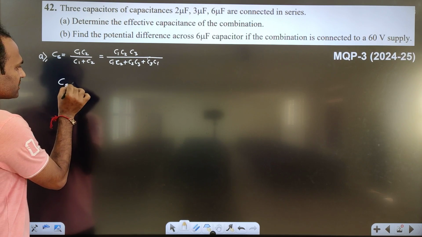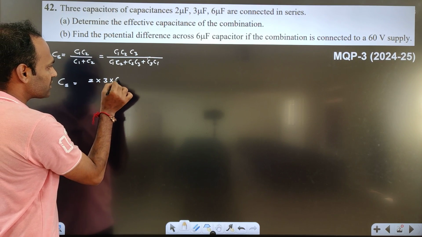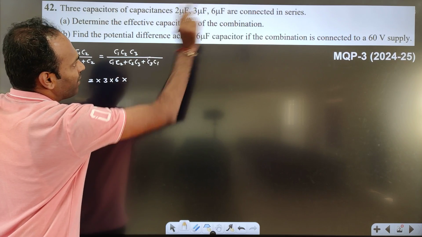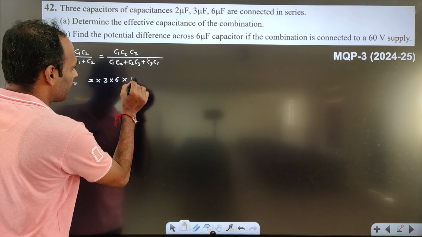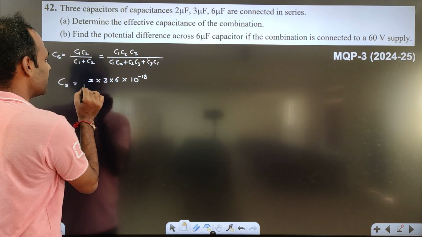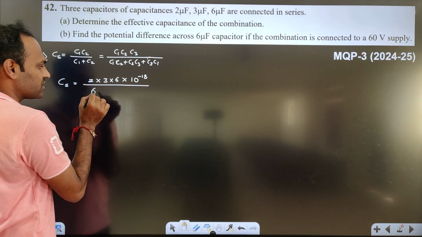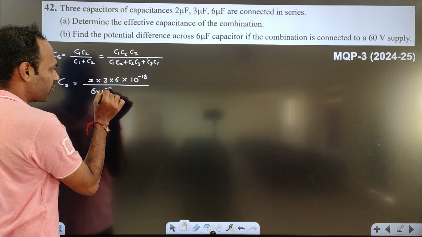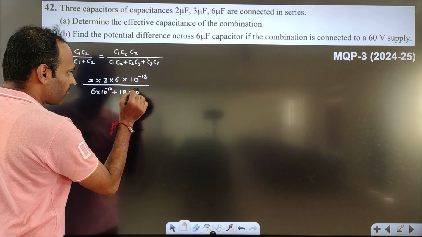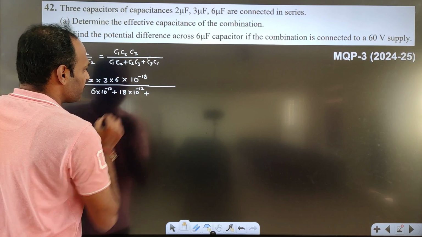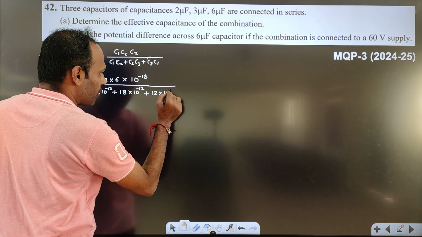Right? I will write it as Cs is equal to C1 into C2 into C3, 2 into 3 into 6, into 10 raised to minus 6, into 10 raised to minus 6, into 10 raised to minus 6, so this will be 10 to the power minus 18, divided by C1 into C2: 2 into 3 will be 6 micro squared, so 6 into 10 to the power minus 12. Okay, C2 into C3: 3 into 6, 18 into 10 to the power minus 12, right? Plus C3 into C1: 6 into 2, it will be 12 into 10 to the power minus 12.